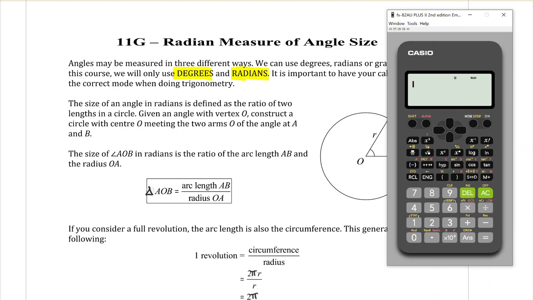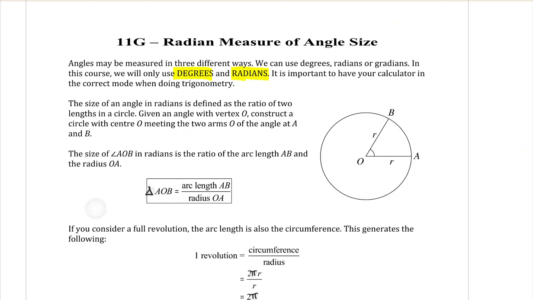But if we're going to use radians, we need to press Shift and then Mode to bring up that menu. And you'll see the number 3 says degree. That's the one we're used to. If we put it into 4, you'll see that at the top of your screen it changes to a little R, which means that your calculator is now in radians and ready to do work in radians. Okay, so just be careful with using your calculator, making sure it's in the right mode.